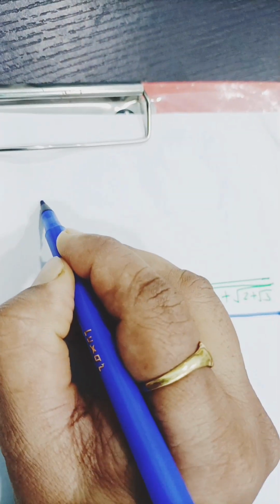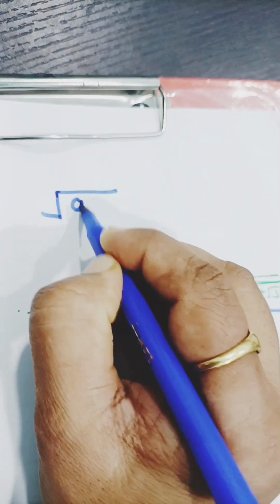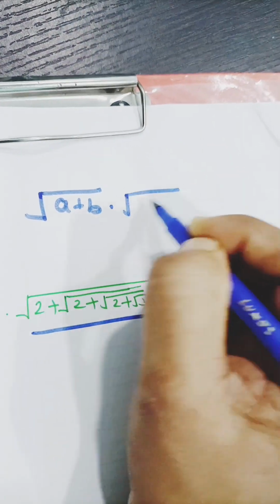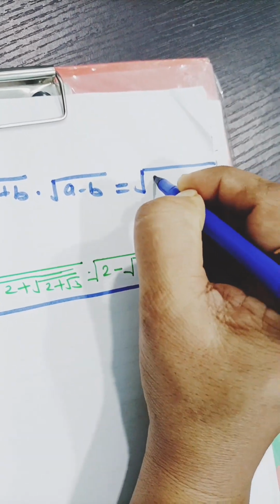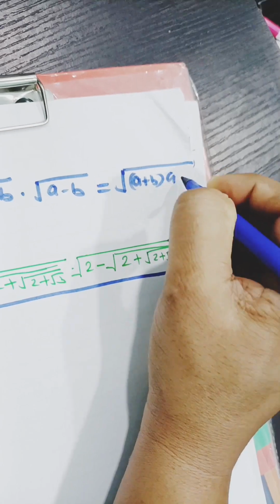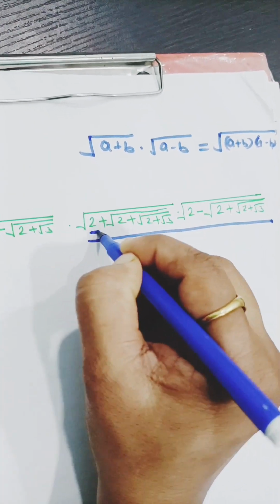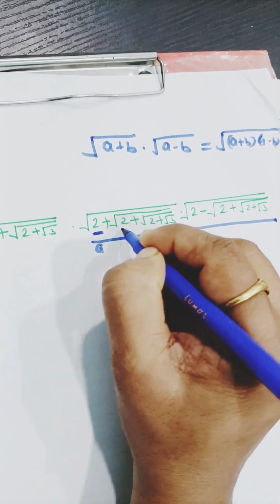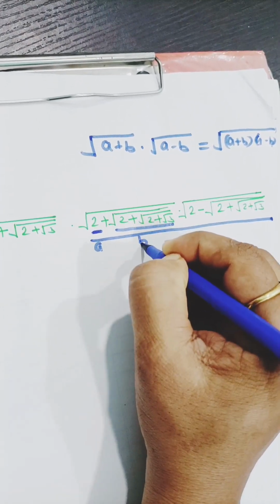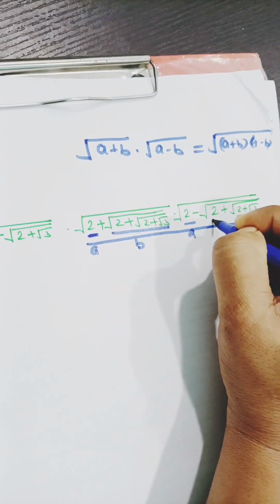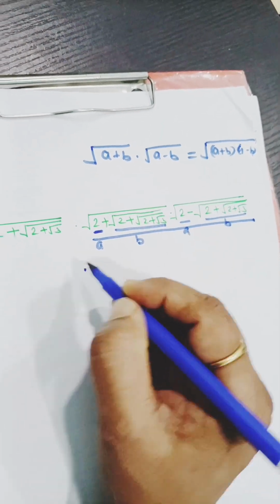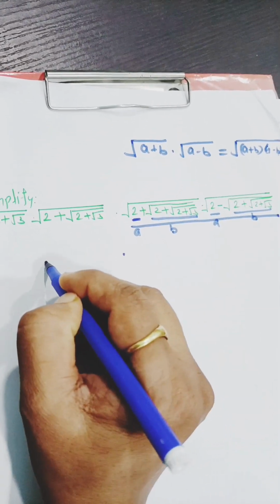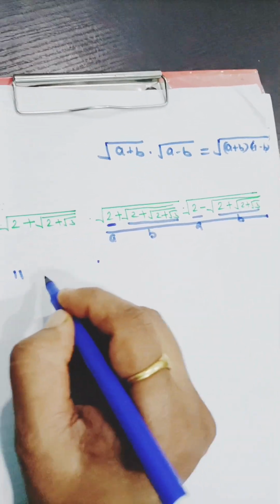Suppose we have under root a plus b into under root a minus b. Then we can write this as under root a plus b and a minus b. So this is similar. This 2 we will consider as a and this radical we will consider as b. And here also this is a and this is b. So it means this is a plus b, a minus b. So these two radicals we will keep as it is. So I don't write them. Whenever we will need, we will write those.